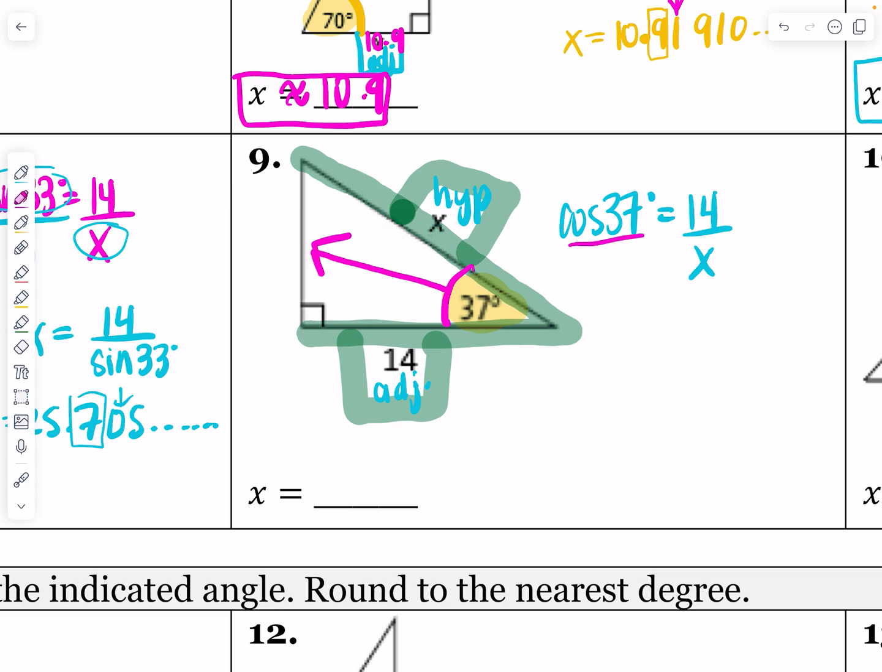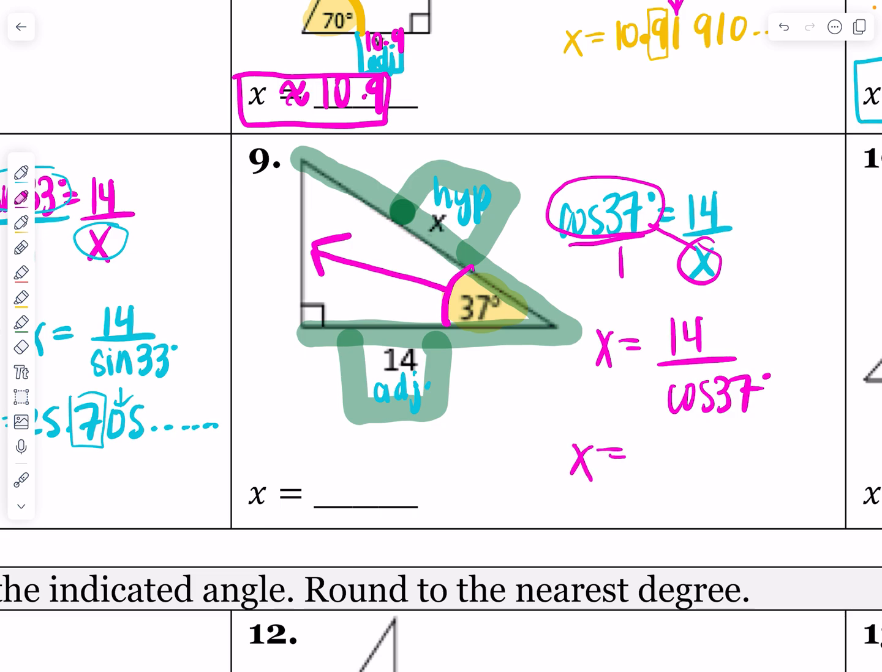And so I'm going to put this over 1. And again, when I cross multiply, this ends up being multiplied by the cosine of 37. So I know that ultimately I'm going to have to divide by the cosine of 37. So I hope that you're picking up on that. If not, you would just have to do the extra step. Okay, so we're going to type that into our calculator. 14 divided by the cosine of 37.